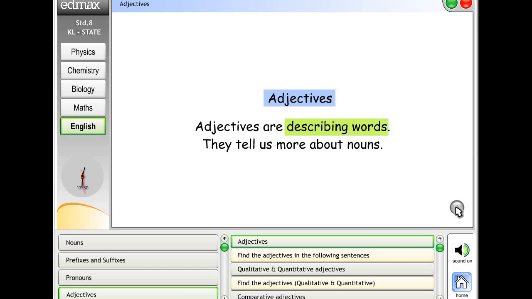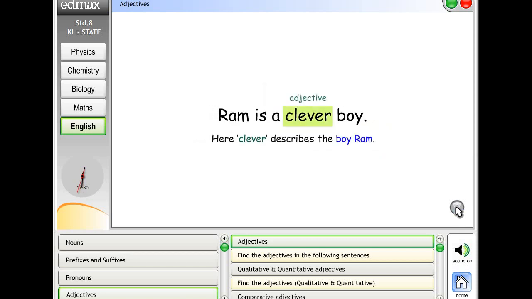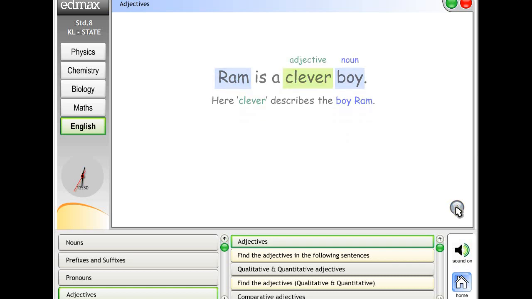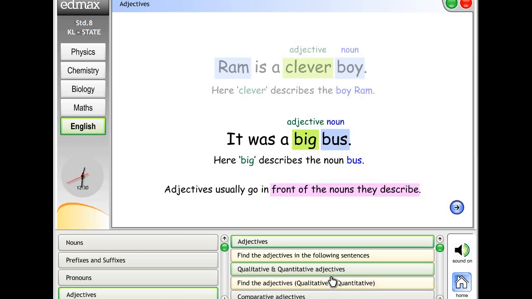Adjectives. Adjectives are describing words. They tell us, Ram is a clever boy. Here clever describes the boy. It was a big bus. Here big describes the noun bus. Adjectives usually go in front of the noun.